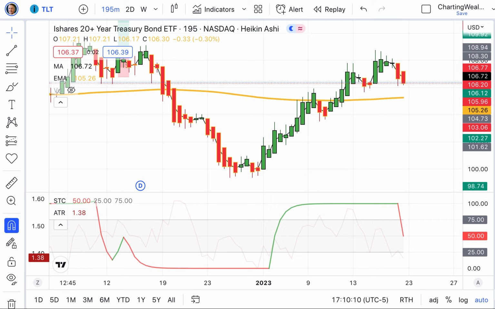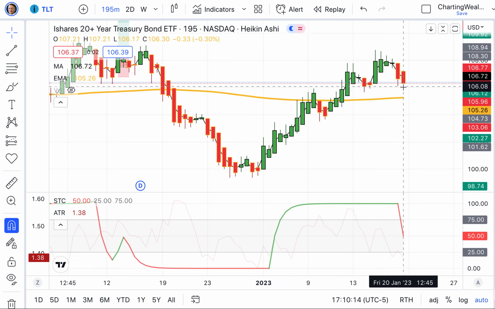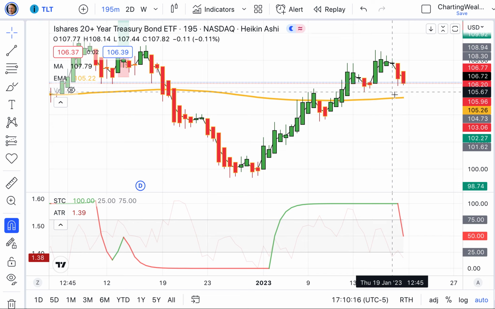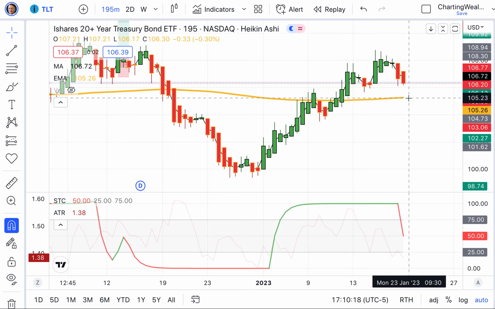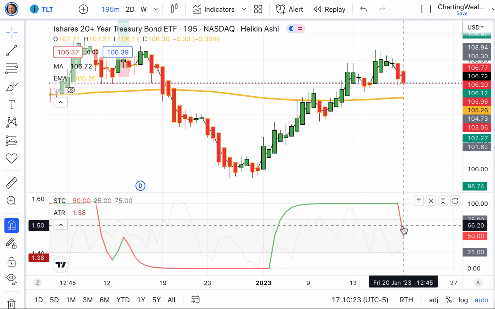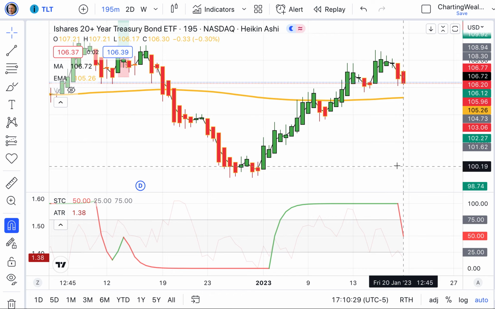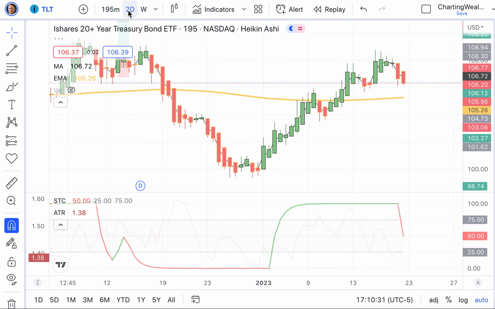Let's go to bonds. Bonds, again, go up, down, and down. Down pretty big for the day, though. Down in the morning, not quite as much in the afternoon, 1.62% down. Went red on the STC at the end of the day. Didn't start off that way, but that continued push down did do that.